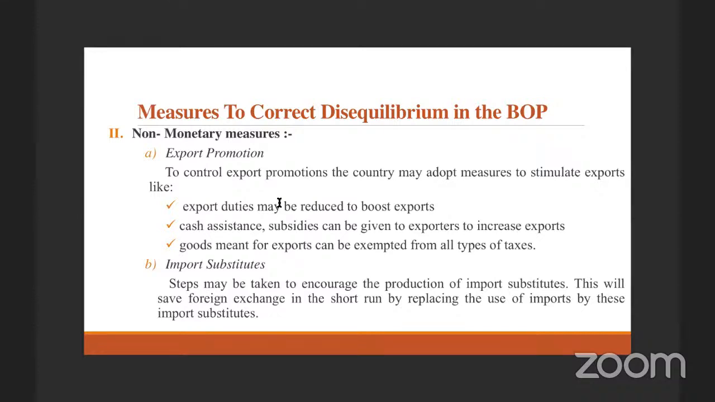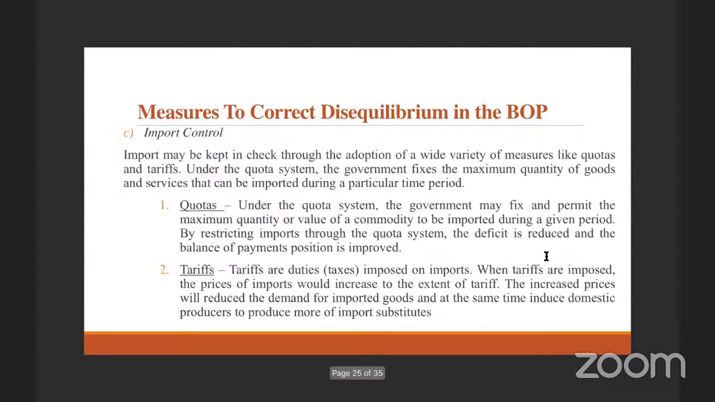And there's one agency called ECGC, Export Credit Guarantee Corporation, right? ECGC is one of the agencies that meets financial needs, whether it is issuing or accepting letters of credit. Credit guarantee schemes are all taken by ECGC. Then measures to correct disequilibrium, like quotas and tariffs. This is import control.